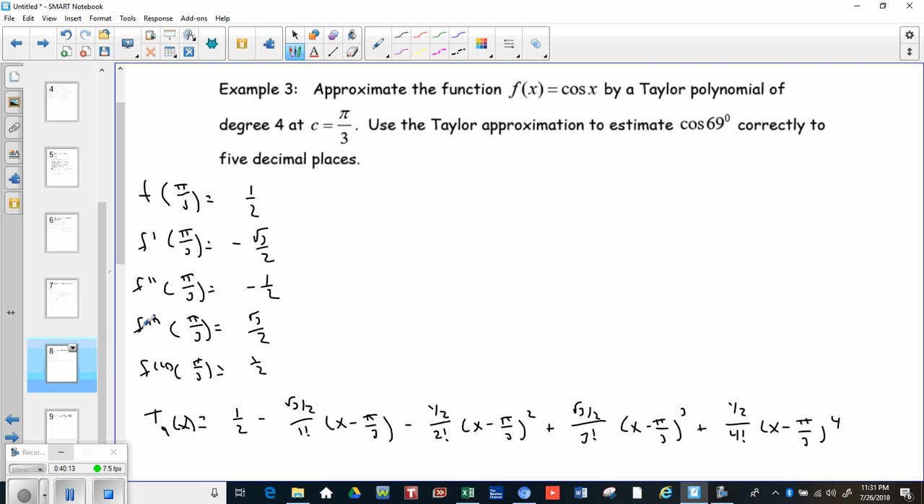And what we want to find is an approximation for the cosine of 69 degrees. Of course, they gave us 69 degrees, which is not the same as pi thirds because it's not in radians. So what we need to do is change 69 degrees into radians. All right, so 69 degrees into radians.